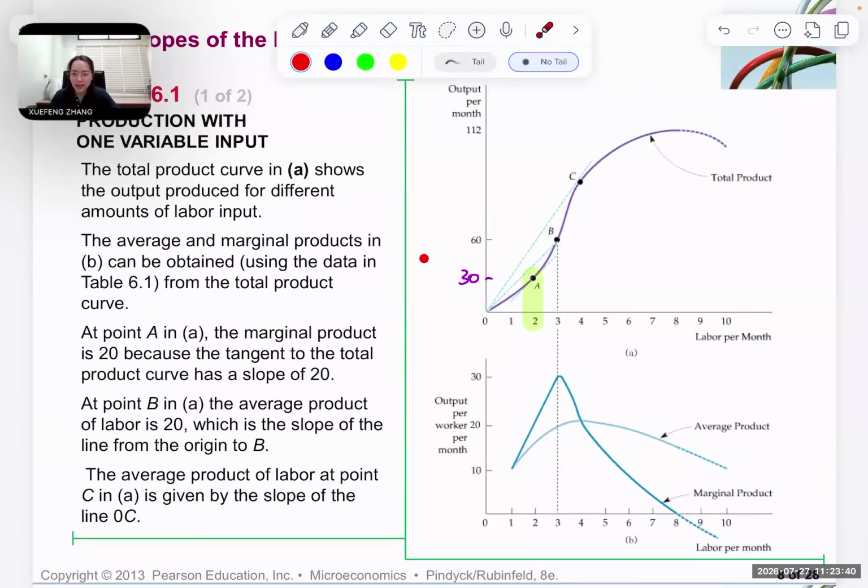And the tangent slope, which is marginal product at L, equal to, so you need to look at the bottom. What is the marginal? Remember, this one is the marginal product, and this is the average product. So let's look at here. You see, the marginal product is 20, right? At point A. And let's see point B.